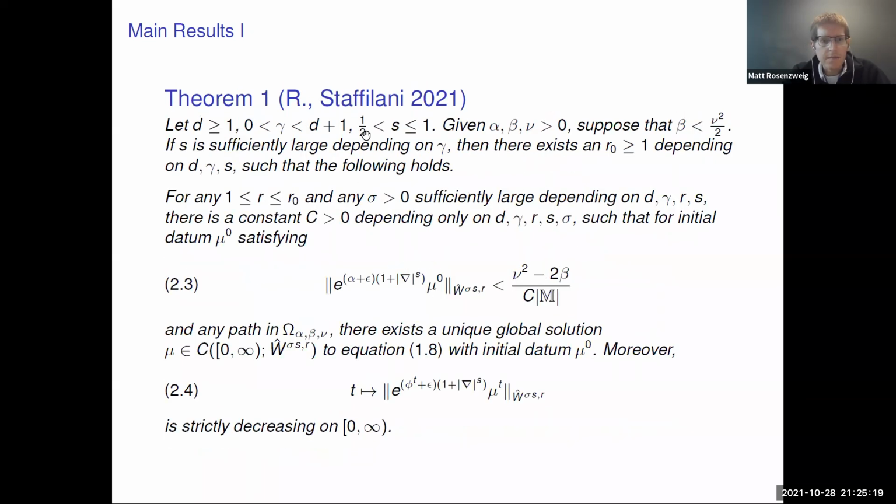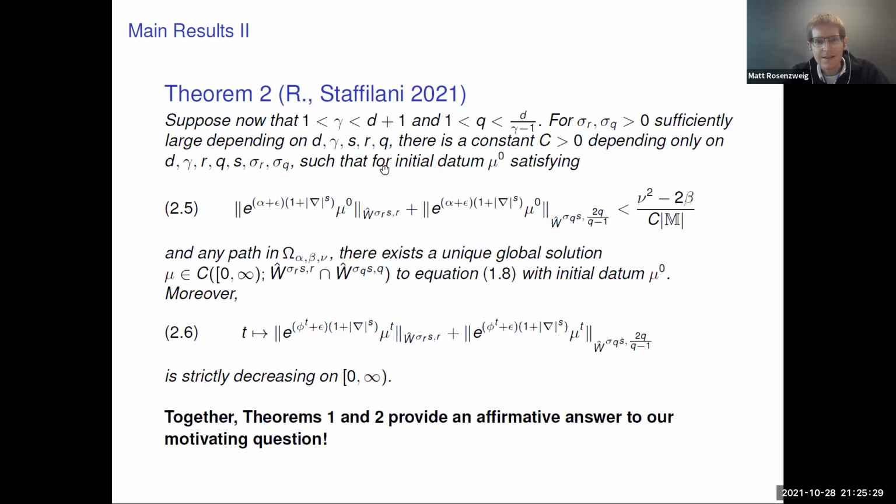Sorry, I forgot that I split this into two. So here I'm actually assuming that gamma is between 0 and 1 in this statement. The second statement is for the case where gamma is above 1, but still below d+1. And again, the idea is the same. It's a little bit more technical, though.